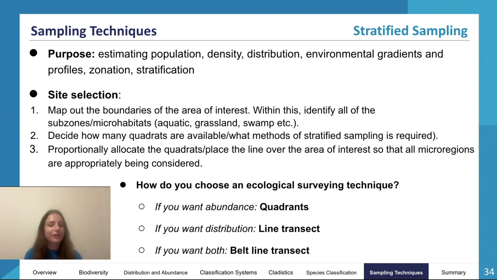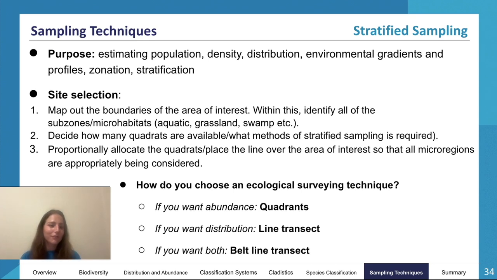On top of that, you can calculate things like species evenness and species richness using this method, which is somewhat limited by other methods. You're not always able to calculate both using the same method. I'll go through how you might use stratified sampling to give you a better idea of this.